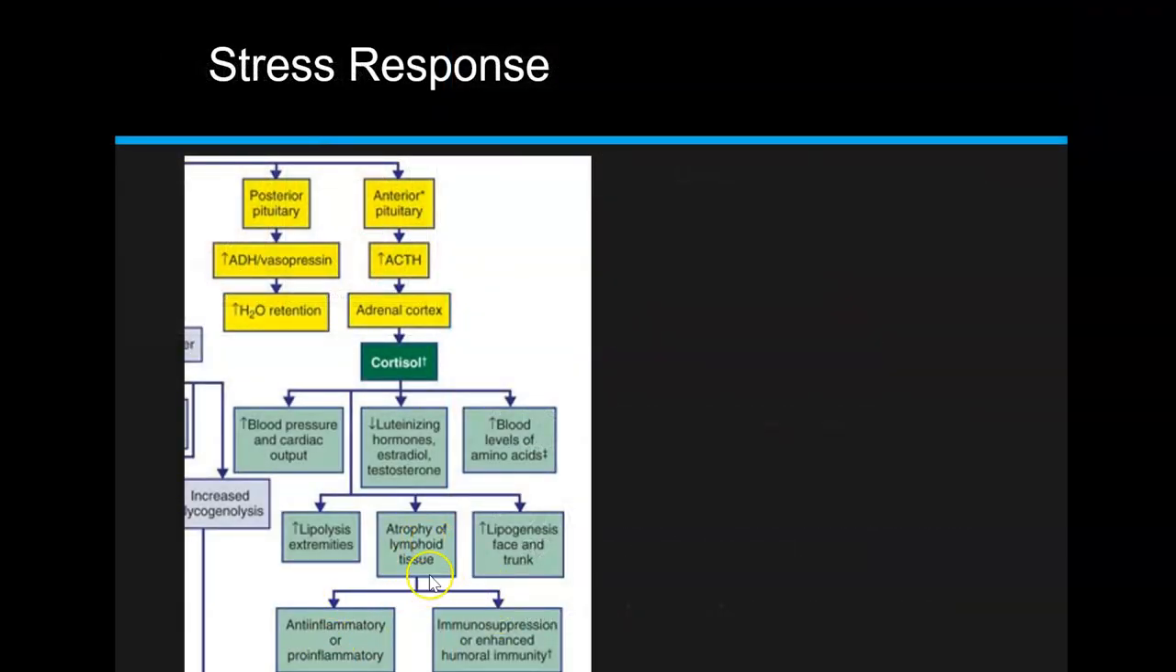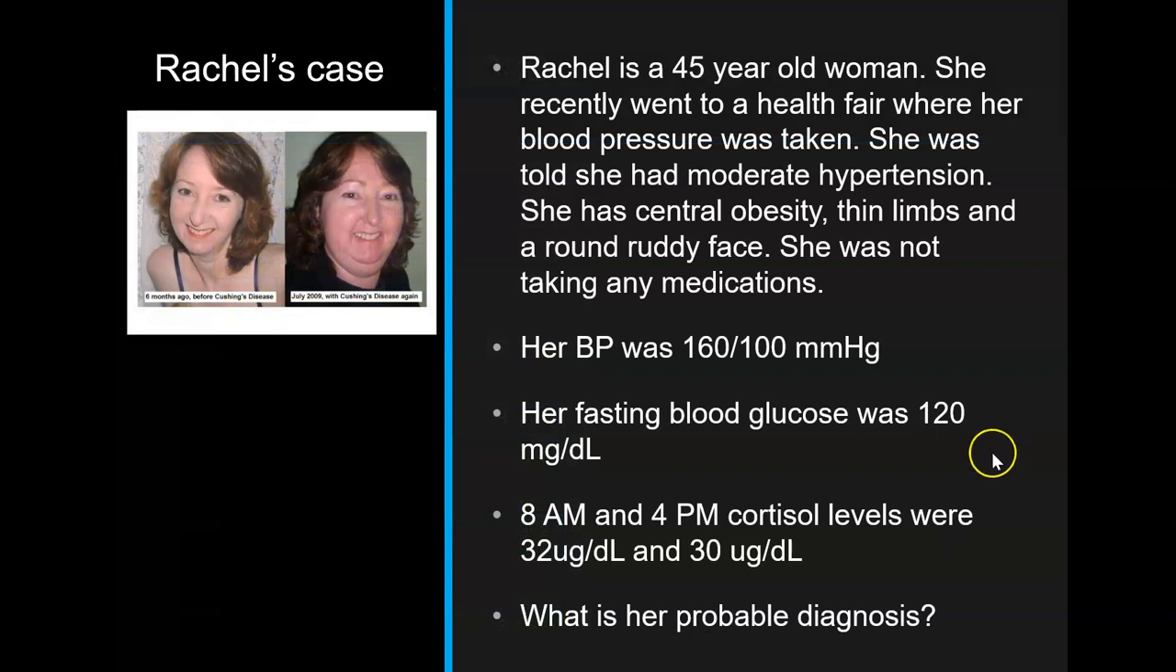And then so with the atrophy of the lymphoid tissue, you can have either anti-inflammatory or pro-inflammatory effects, depending on what's going on, and immunosuppression or enhanced humoral immunity, depending on what's going on. So all kinds of systems in the body are affected. So let's look at a case.